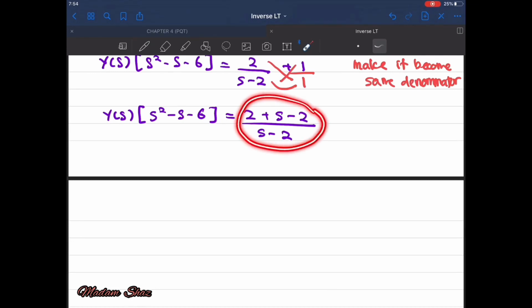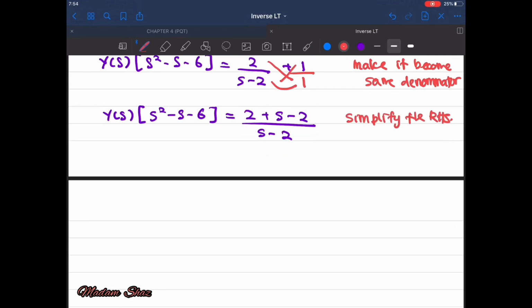So now we can simplify on the right hand side, so you have to simplify. Why do we need to simplify? Because we want to make the right hand side become a compact term. So we have positive 2 and negative 2. So 2 minus 2 will become 0.